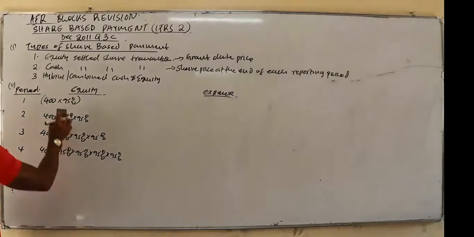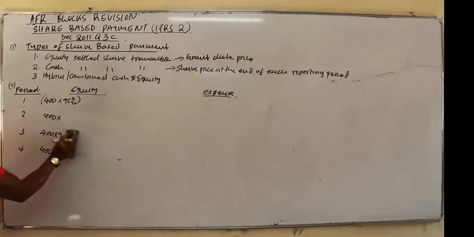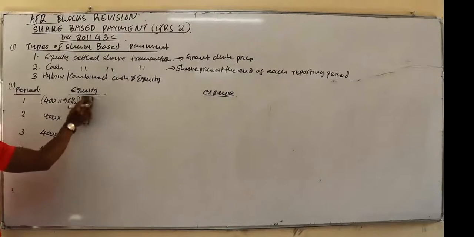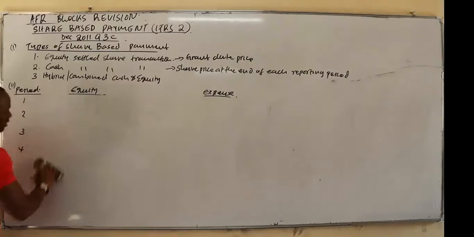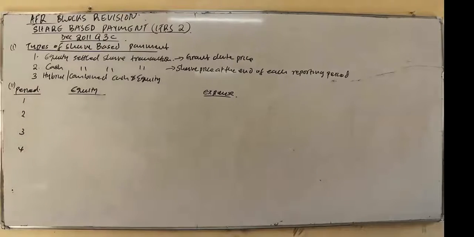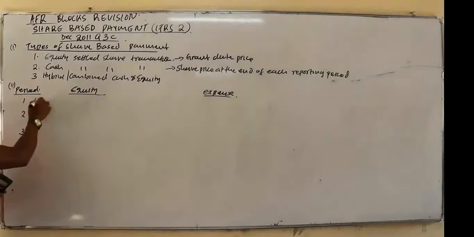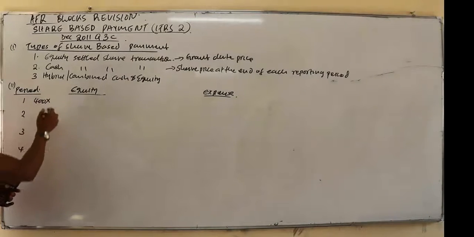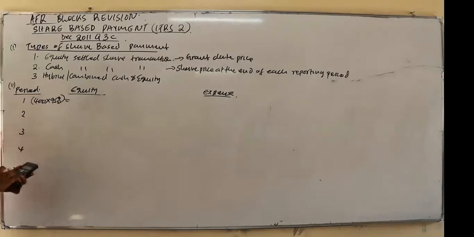Let me make it easier for you. You can also do this. It's 400 employees. If 5% leave, that means we'll only be having 95%. So 95% of 400 is how much?